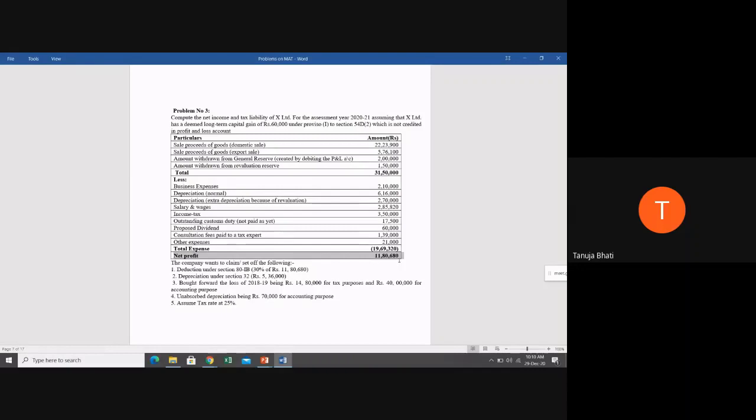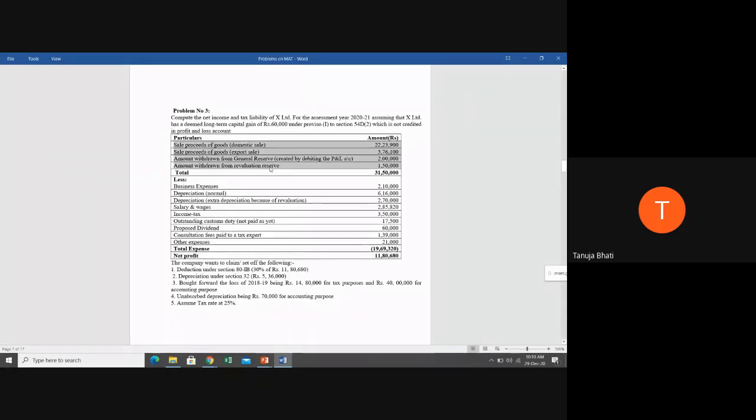Under MAT provisions, we know it is nothing but 15% of book profit. So first we need to find out the book profit. Book profit is nothing but the net profit as per the P&L account, which is 11,80,680. So your first step will be writing the book profit, the net profit as 11,80,680. To that, we are going to add some items, and from that, we are going to minus some items.